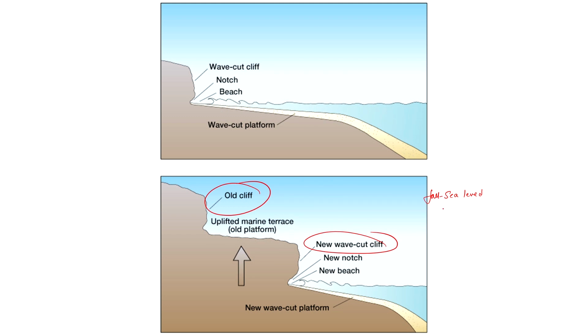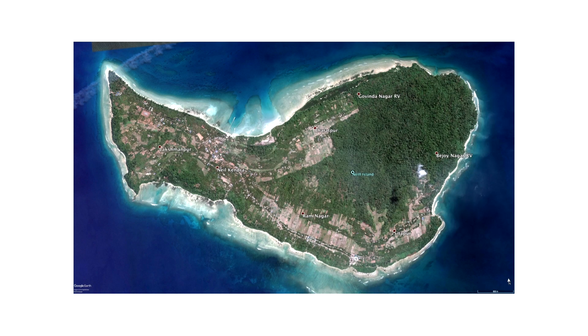or the sea level remained stable, but there are landforms which are indicating that there was some change in the base level. Okay. Or we can say the land level. So, that sort of land level change can be related to tectonics. And in Andaman we see this example of multiple sea notches.